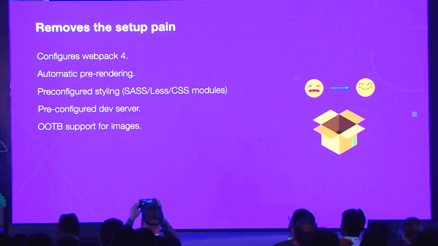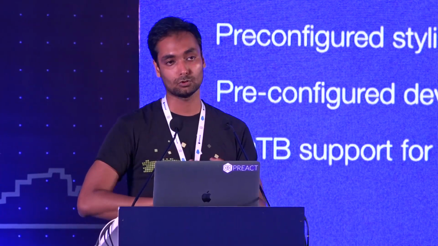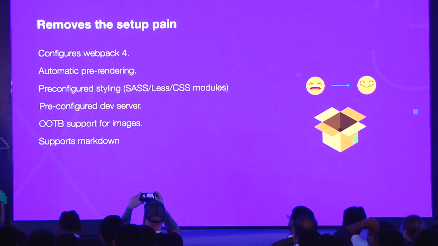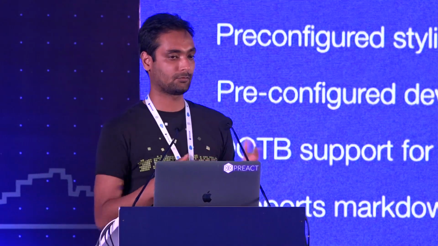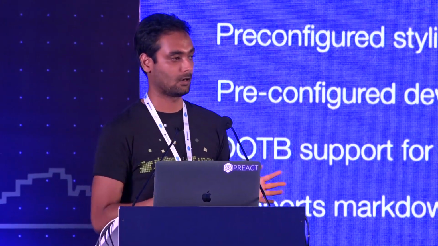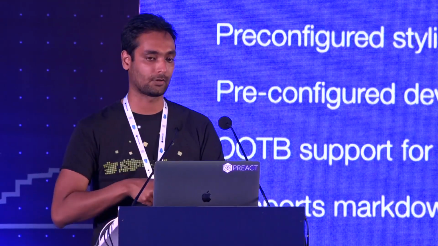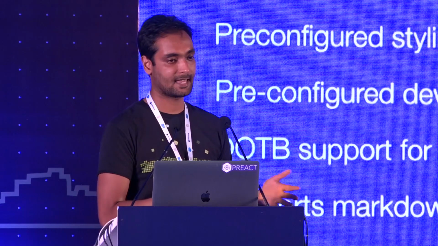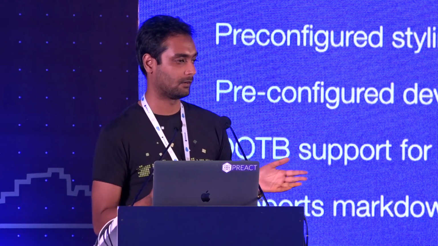Next is out-of-the-box support for images. The scaffolded project will support WebP, JPG, JPEG 2000, GIF, and every other image format that is allowed on the web. And support for Markdown. If you're using it to build your blogs, you don't have to beat your head around how to configure Markdown. You just have to import the Markdown file, use it just like a React component, and it'll be rendered for you.